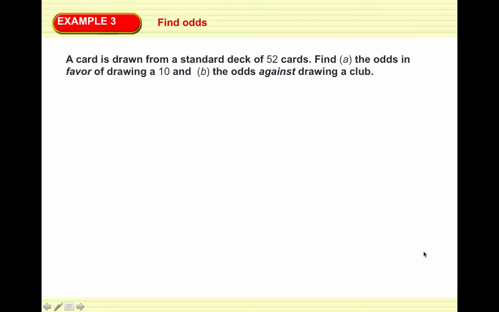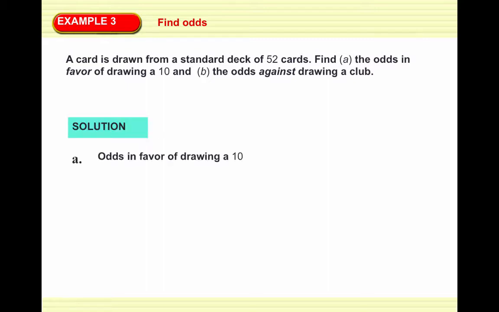All right, so a card is drawn from a standard deck of 52 cards. We're going to find the odds in favor of drawing a 10, and then we're going to find the odds against drawing a club. So the odds in favor of drawing a 10 are the number of 10s over the number of non-10s. Now, if we were doing probability, it would be number of 10s over total number of cards. But we're not doing probability, we're doing odds.